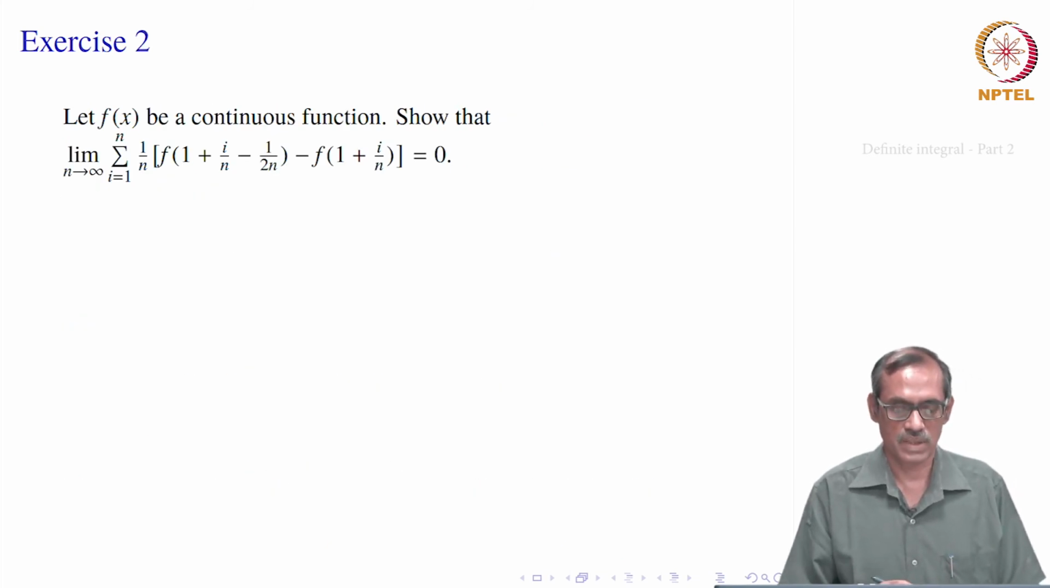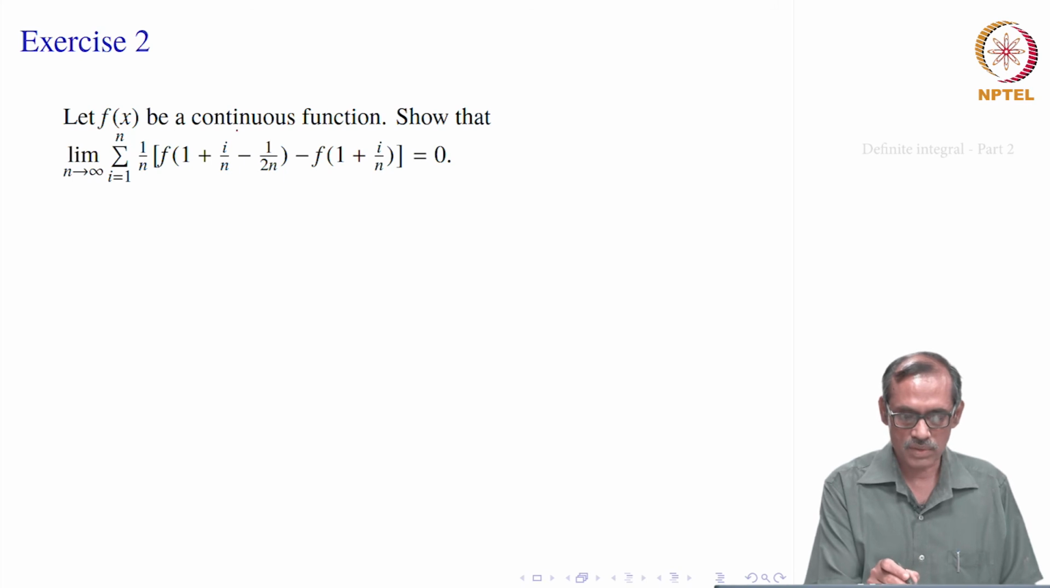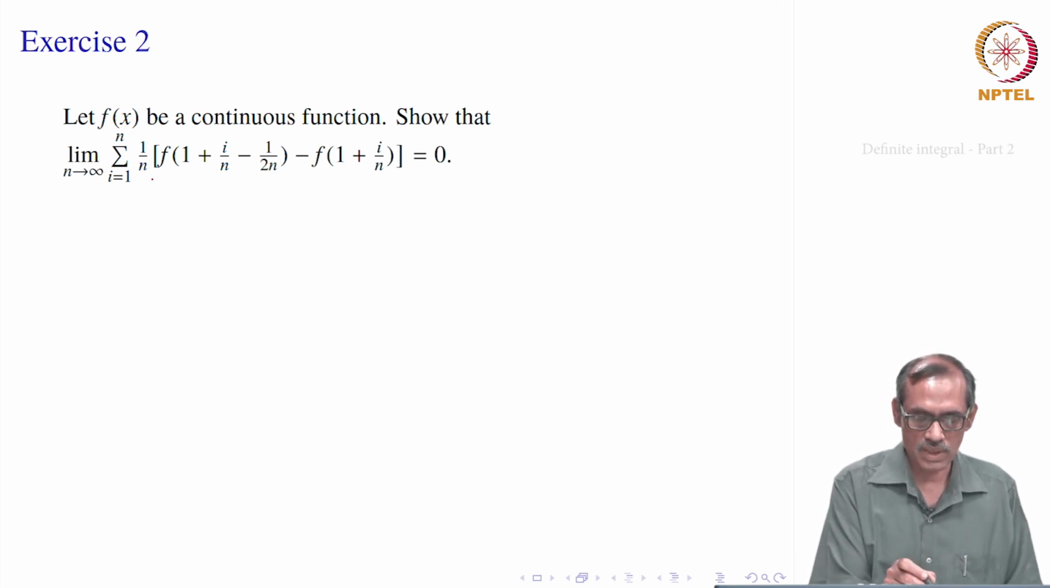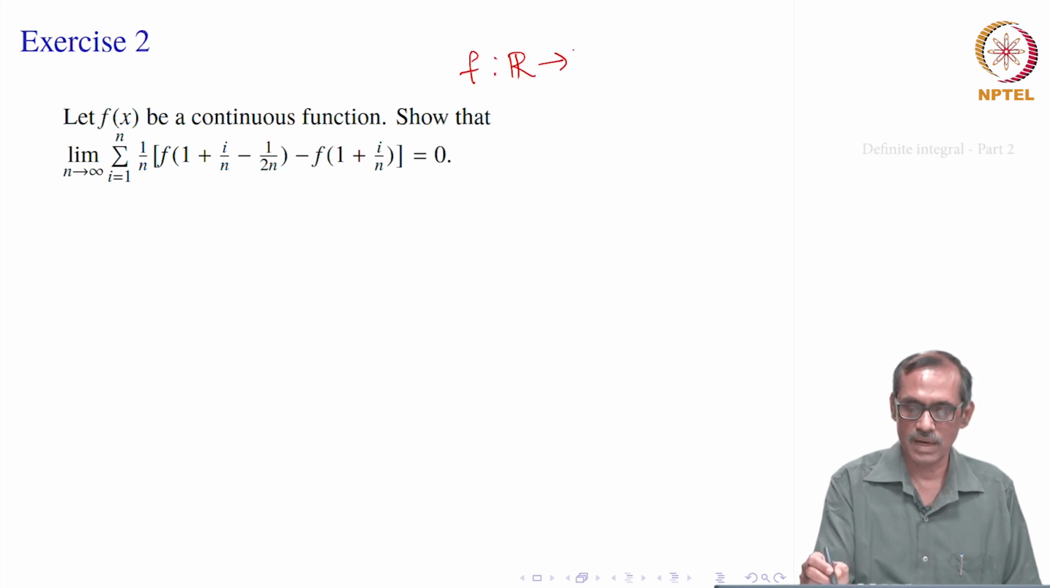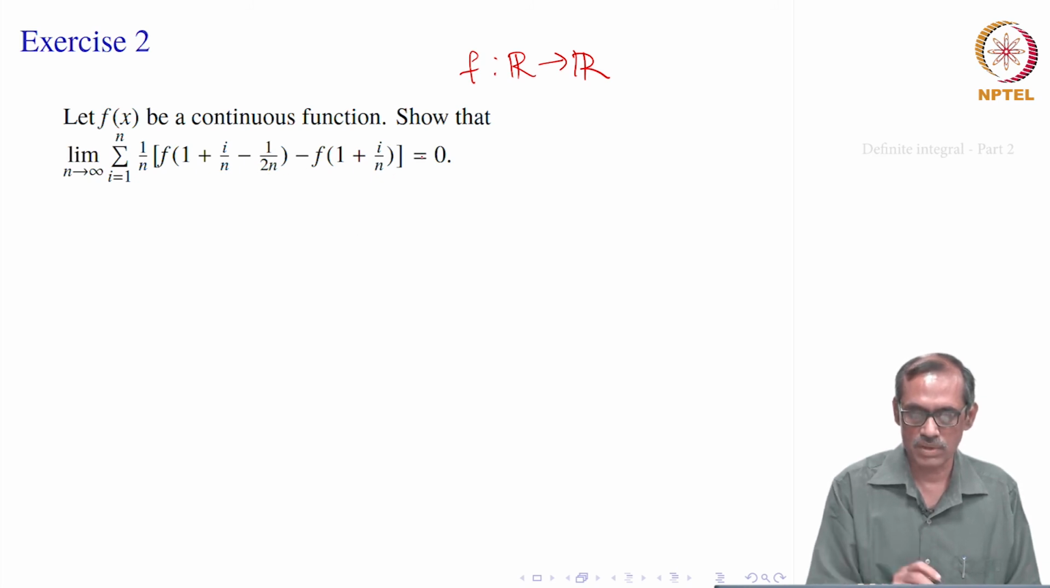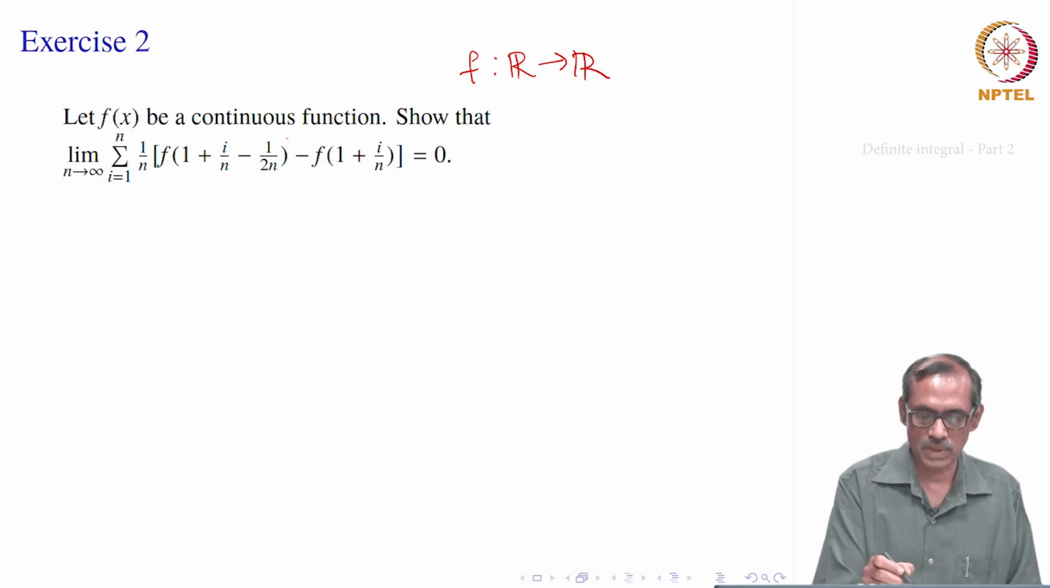Okay. So, let us go to the second problem. We have a function f(x) which is continuous. We have not been given the domain; it can be any domain. If nothing is given, we may think of f from R to R, or any convenient domain which will be required. We want to show that the limit as n goes to infinity of the summation from i equals 1 to n of 1 by n times f evaluated at 1 plus i by n minus 1 by 2n, minus f evaluated at 1 plus i by n, is equal to 0. So, now you see i has to be in between 1 and n.